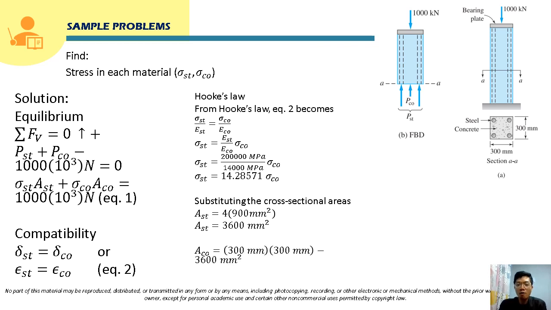Now for the area of concrete, the cross-sectional area here, class, has dimensions of 300 and 300. That will be the area, but we have to subtract the area that is taken, or consumed, by the steel. So we will subtract the area of the steel here to solve for the exact cross-sectional area of the concrete. So that will be 300 millimeters times 300 millimeters minus the area of the steel, which is 3,600 millimeters squared.